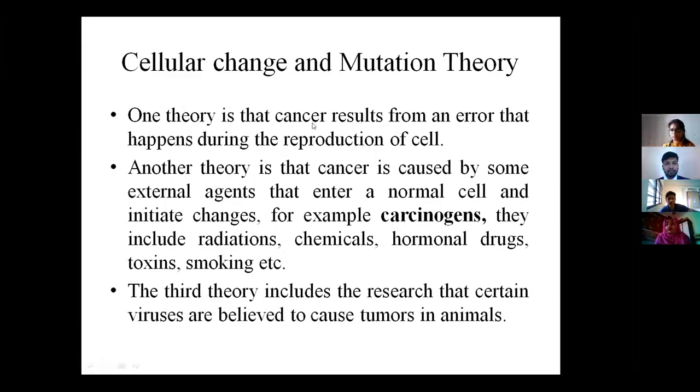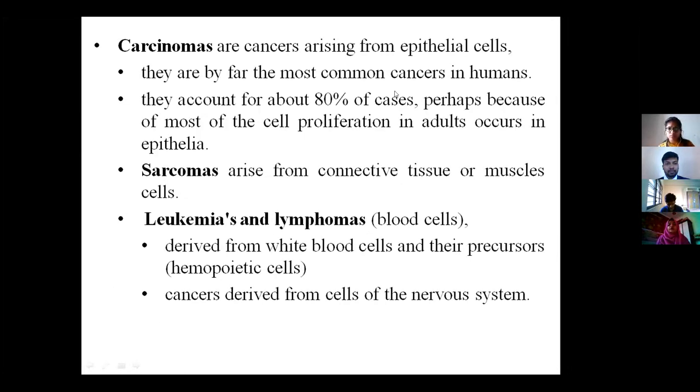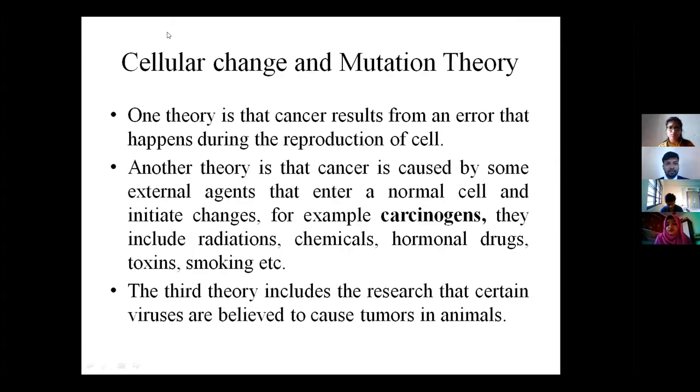We have come across many theories which define how cancer can arise. One theory is that cancer results from an error that happens during the reproduction of the cell. Another theory is that cancer is caused by some external agents, the carcinogens, which enter in a small amount into a normal cell and initiate changes. Carcinogens include harmful radiations, chemicals, hormonal drugs, toxins, smoking, etc. The third theory is based on research that certain viruses are believed to cause tumors in animals.